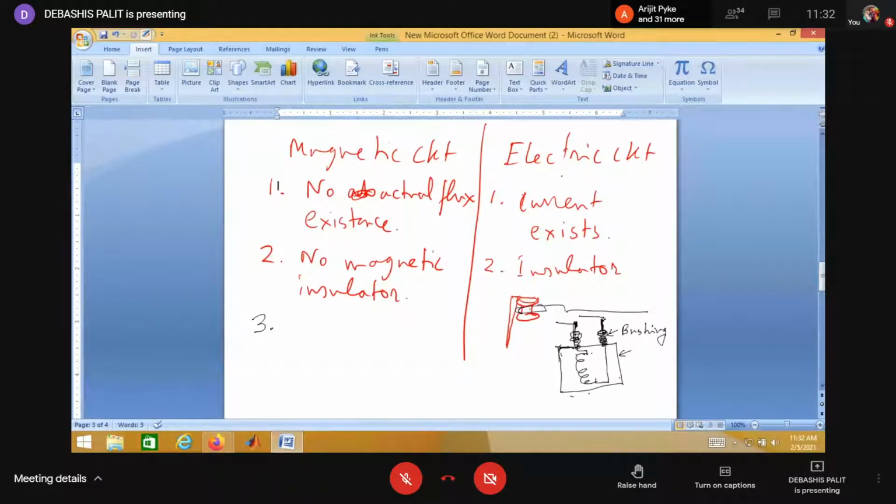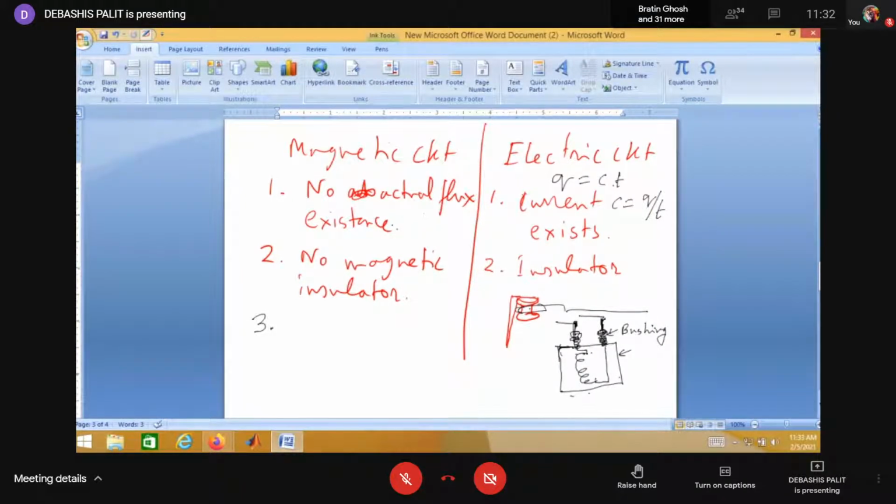Charge Q is equal to I into T. So I is equal to Q by T. So rate of flow of charge, that is your current. But flux actually doesn't actually flow. That means there may be some magnetic field, and the perception is there that flux is flowing.